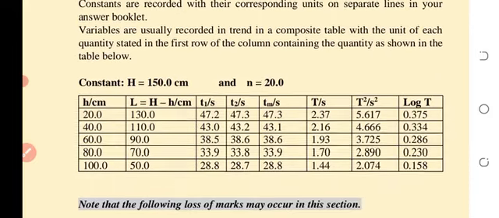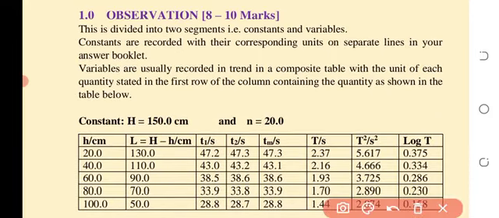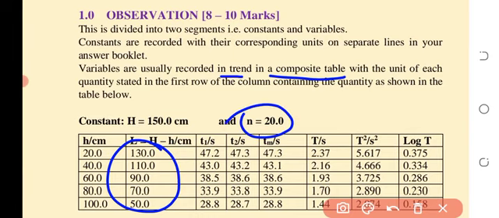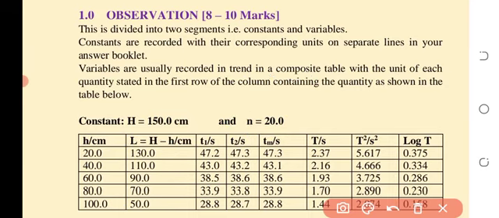And there's something I mentioned right here, that is variables are usually recorded in trend and in a composite table. Let me quickly talk about that before moving on. What is trend? When we talk of trend, let's say you are to vary this L with 20 oscillation and record time for that. Now, in each value of L, that is when L equals 130, maybe you have 47.3 as your time for 20 oscillation. When L is reduced to 110, you have 43.1.